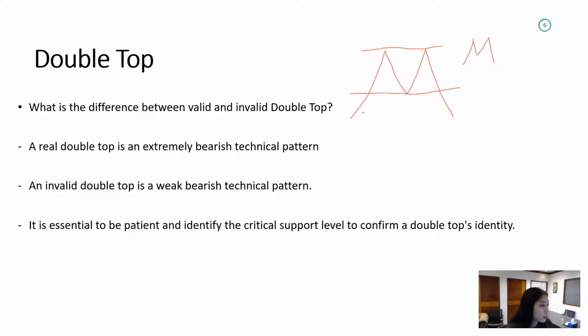The distance from the bottom, the support level, to the top, the resistance level over here, the high, has to be the same or almost the same as this distance over here, to make sure that it's a valid double top.